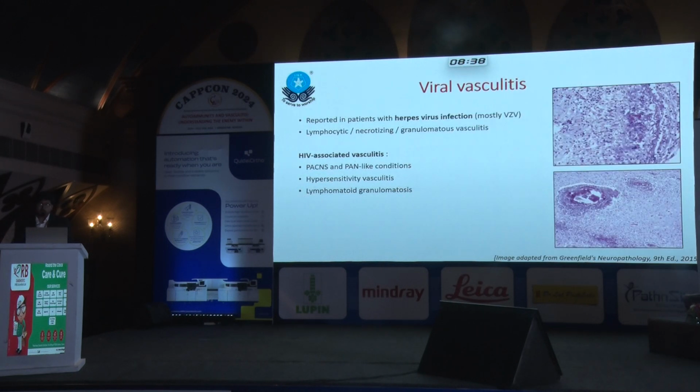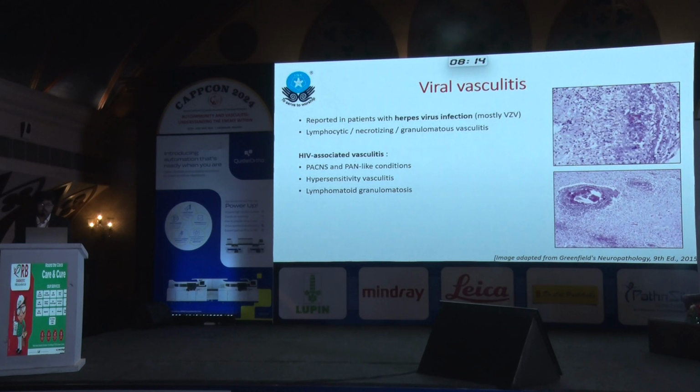Vasculitis is also reported in patients with herpes virus infection, most commonly with varicella zoster. There can be lymphocytic, necrotizing, or granulomatous vasculitis. This is from a patient who had a past history of ophthalmic zoster. We can see fibrinoid necrosis and lymphocytic infiltrates in the wall of the posterior cerebral artery. In the same patient, below, we can see necrotizing vasculitis and a large infarct in the basal ganglia.